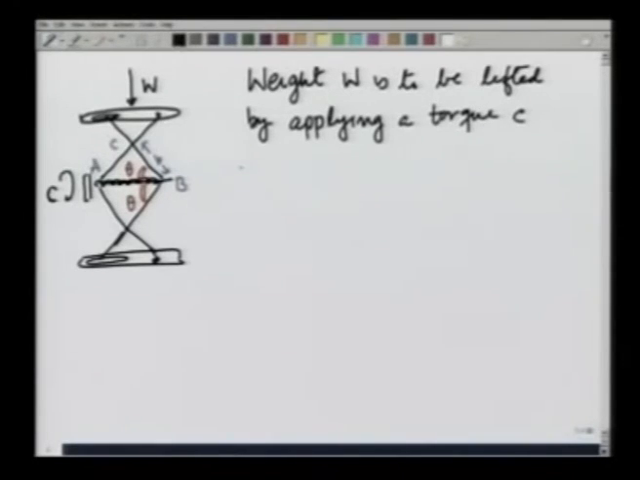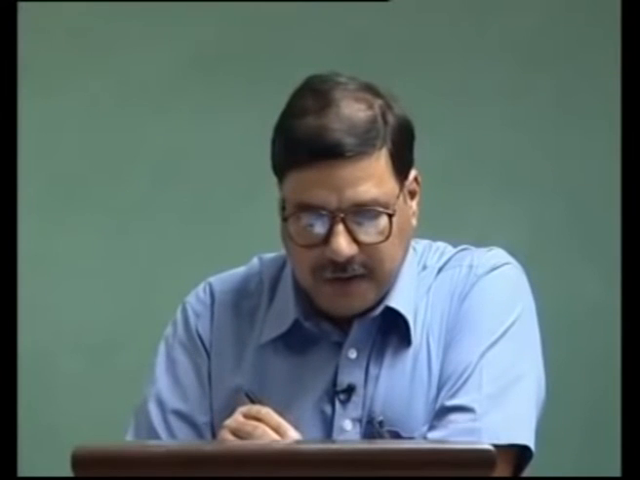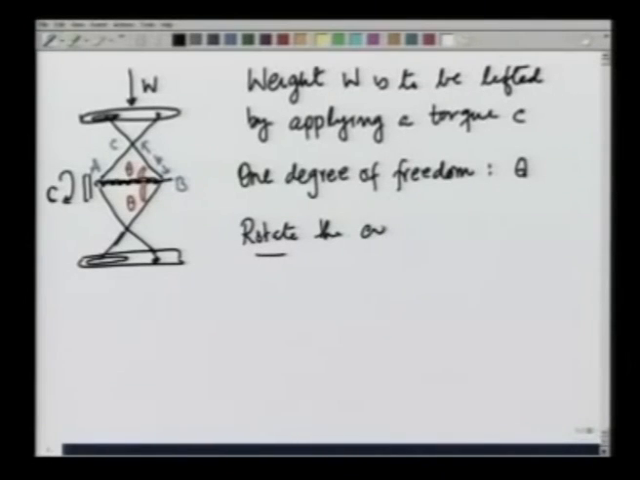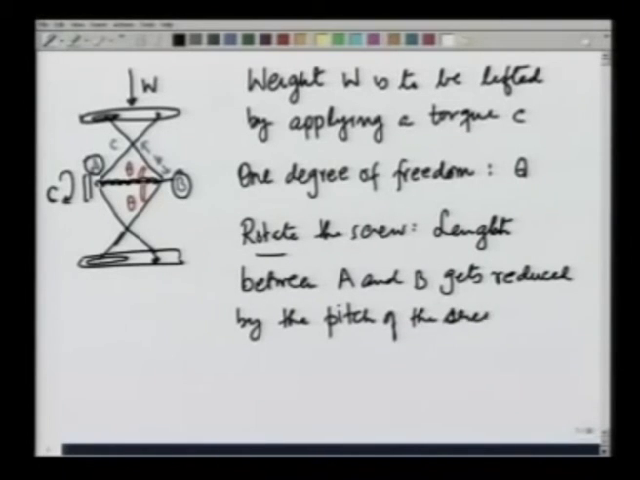You can again see that there is only 1 degree of freedom, and that is angle theta. Question is, how do we calculate the force, the torque required so that this force W or the load W is balanced or can be lifted? To calculate this, let us see what happens when we rotate the screw. In rotating the screw, the length between A and B, that is these 2 points, gets reduced by the pitch of the screw for a full rotation.